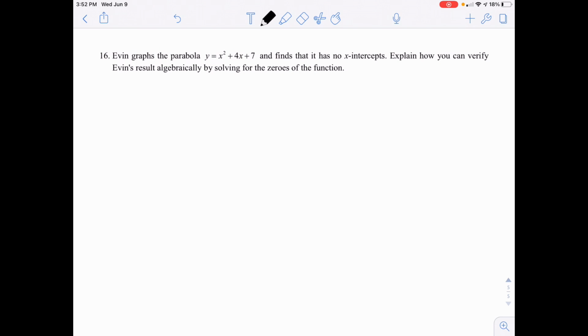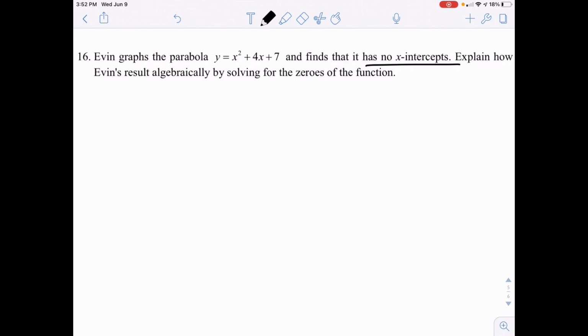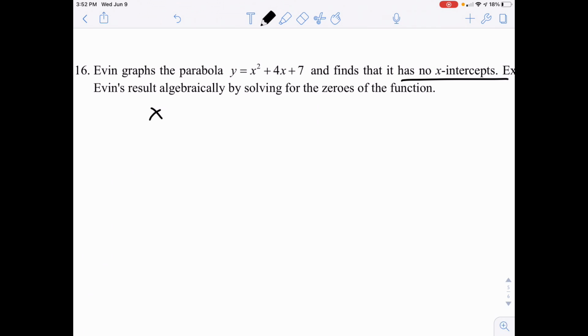And lastly, number 16, Evan graphs a parabola y equals x squared plus 4x plus 7 and finds that he has no x-intercepts. Explain how you can verify Evan's result algebraically by solving for the zeros of the function. Well, here's the thing. Zeros are where the function equals 0, so x squared plus 4x plus 7 equals 0, where a is 1, b is 4, c is 7.